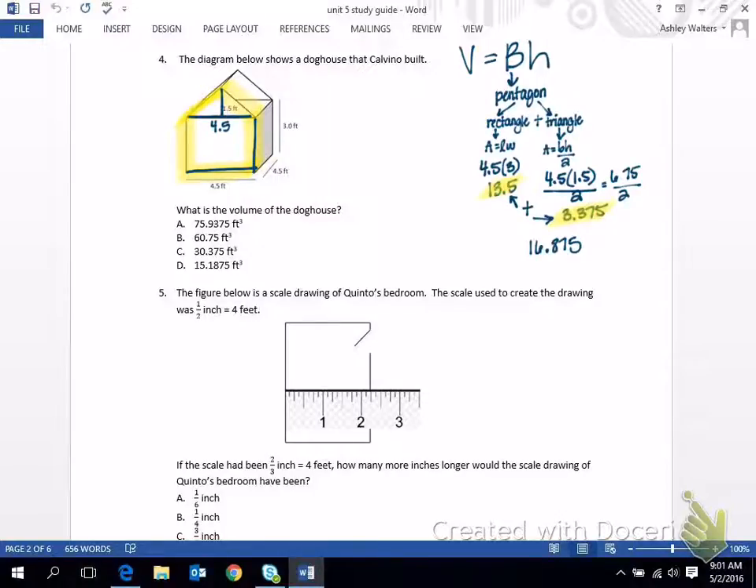So the area of the rectangle was 13.5 and the area of the triangle was 3.375. So when you add those together, the entire area of the pentagon is 16.875. Now that we found the area of the base, we'll multiply that by the height of the prism. And the height of the prism in this case is the distance between the front and back pentagon.